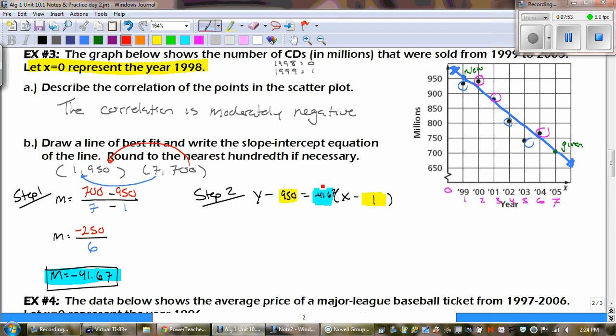Same as what we did on the other video and what we did a long time ago. Okay, distribute. So negative 41.67x, and a negative times a negative would make that a positive 41.67. And to get the y all by itself, we have to add 950 to both sides. And when we do that, we get our equation of y equals negative 41.67x plus 991.67.